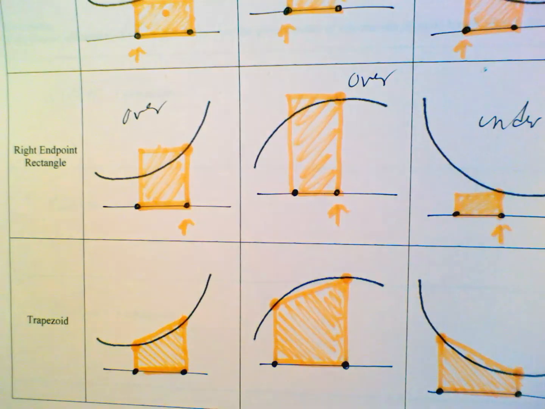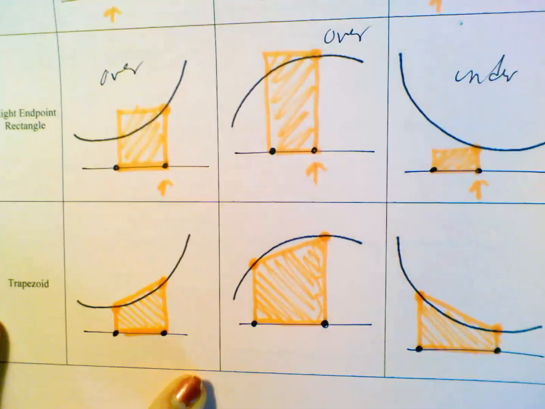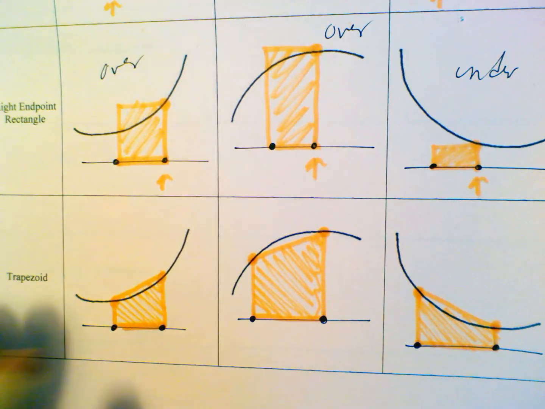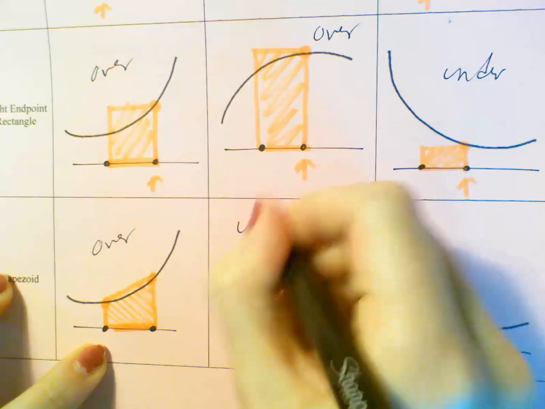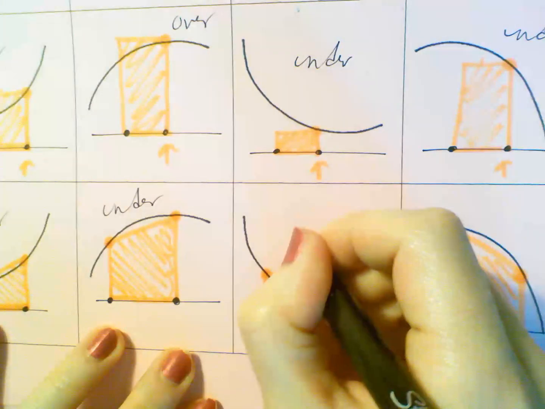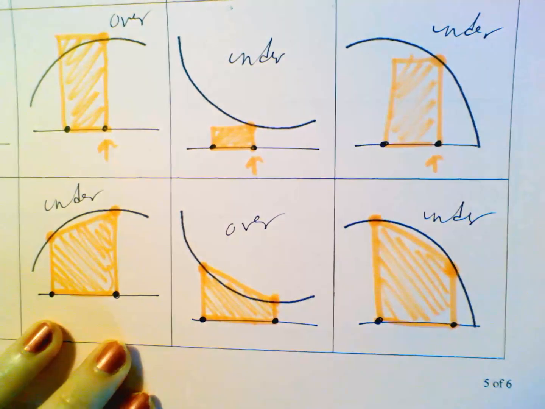And now, all right, here, over, under, over, under. Okay, now we've got to make some observations.